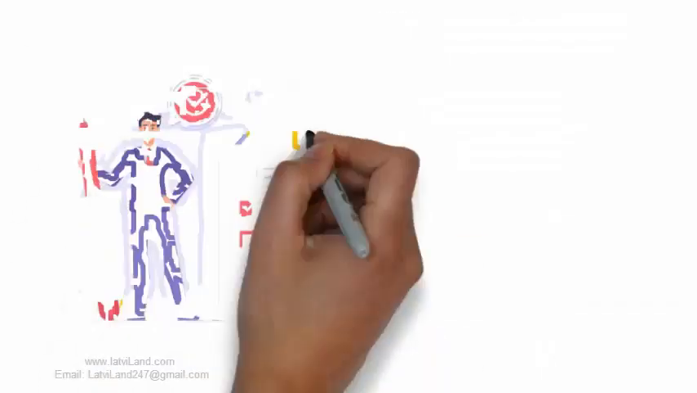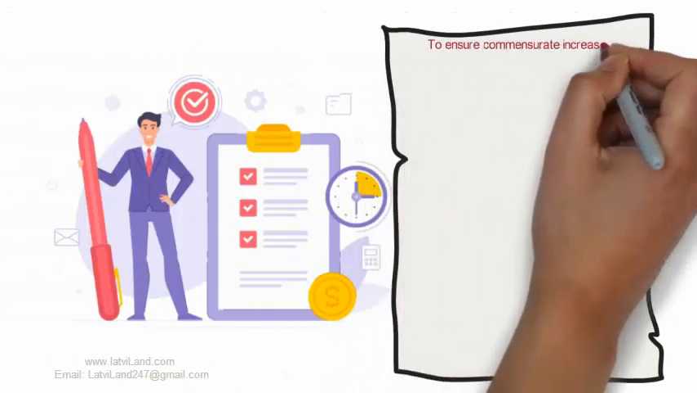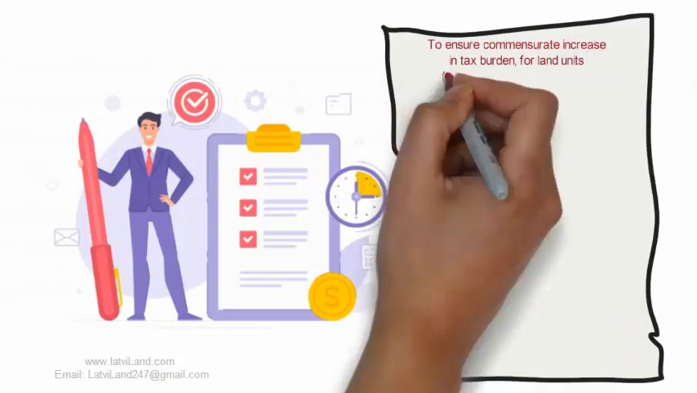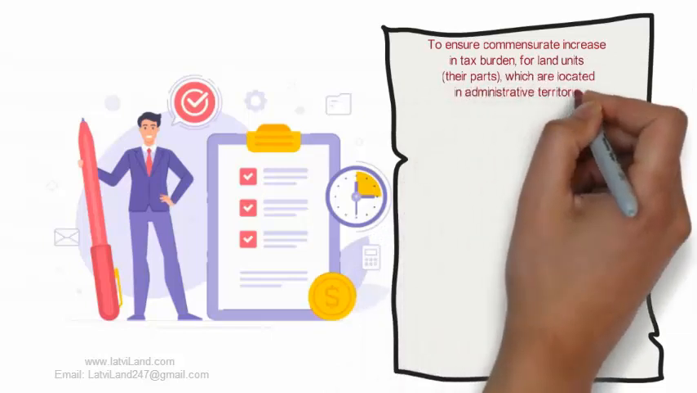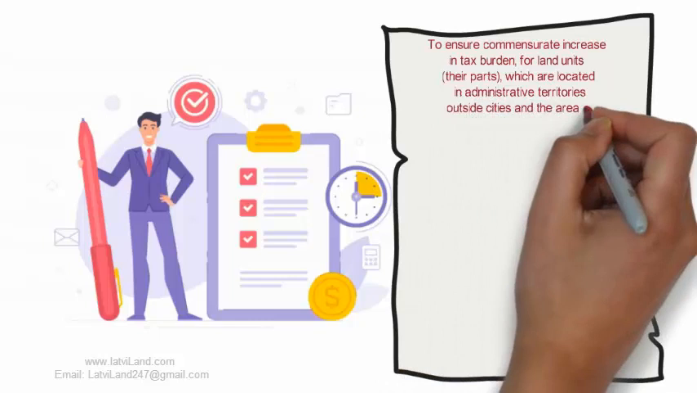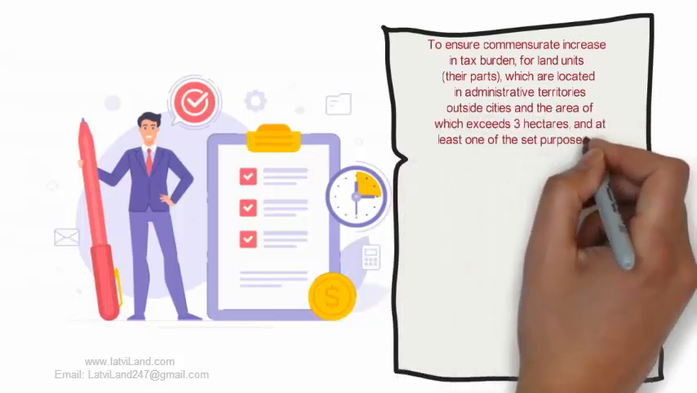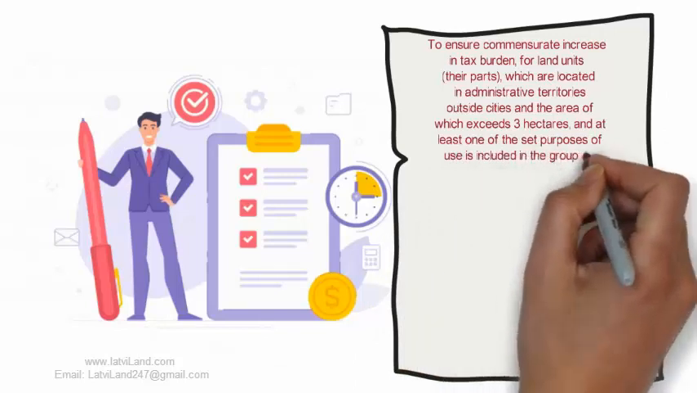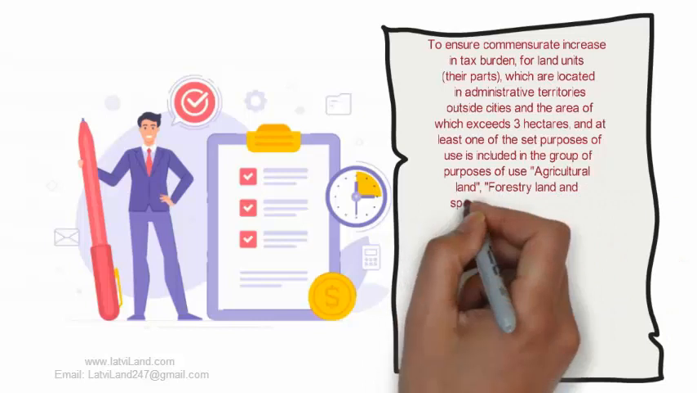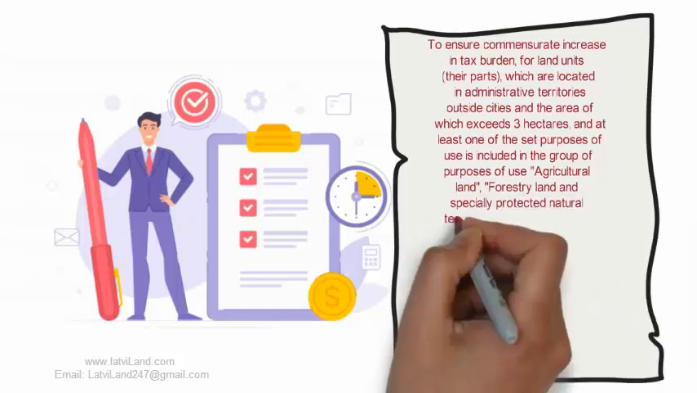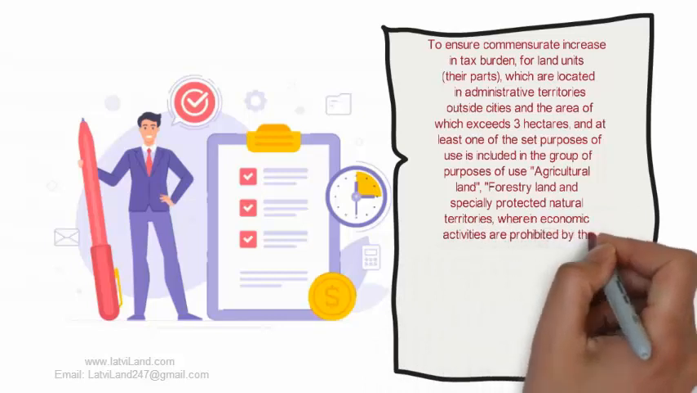To ensure commensurate increase in tax burden, for land units, their parts, which are located in administrative territories outside cities and the area of which exceeds 3 hectares, and at least one of the set purposes of use is included in the group of purposes of use: agricultural land, forestry land and specially protected natural territories, wherein economic activities are prohibited by the regulatory enactment, or land of water bodies, hereinafter, rural land.